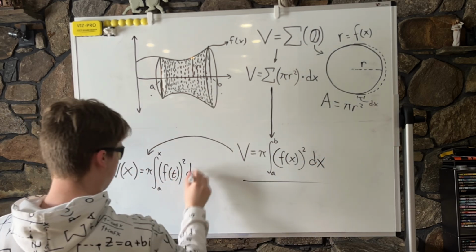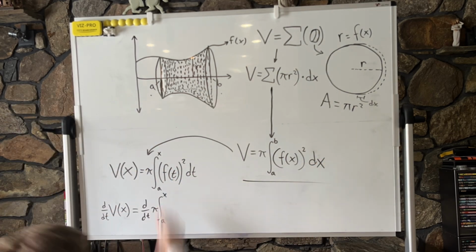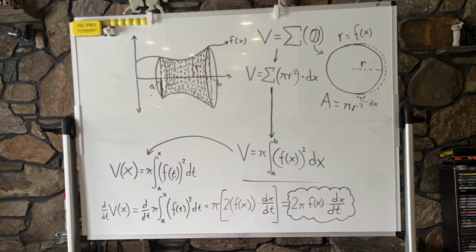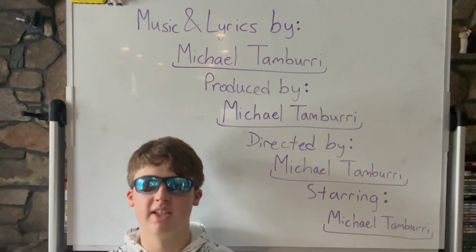What's next? Switch it to accumulation. Now it's the volume as the height changes, d/dt, and chain rule, that's the way. Now you know related rates. Thank you for your time, yeah. I hope you learned today.